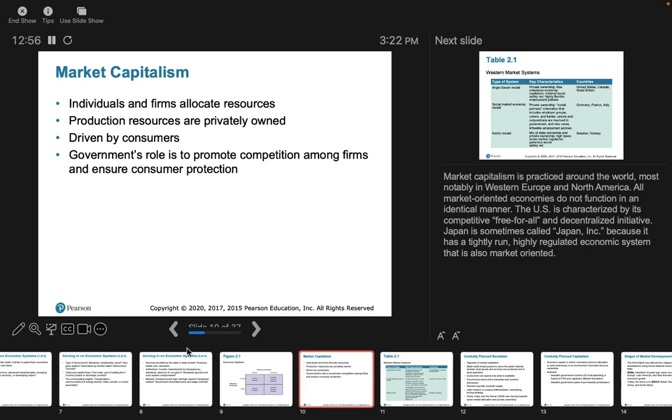Now we have the market capitalism, where individuals and firms allocate resources, okay, and production resources are privately owned, and production is driven by profit making. Okay, this is one of the challenges of this. In market capitalism, production is most times driven by consumer demand, and the government's role is to promote competition among firms and ensure consumer protection.